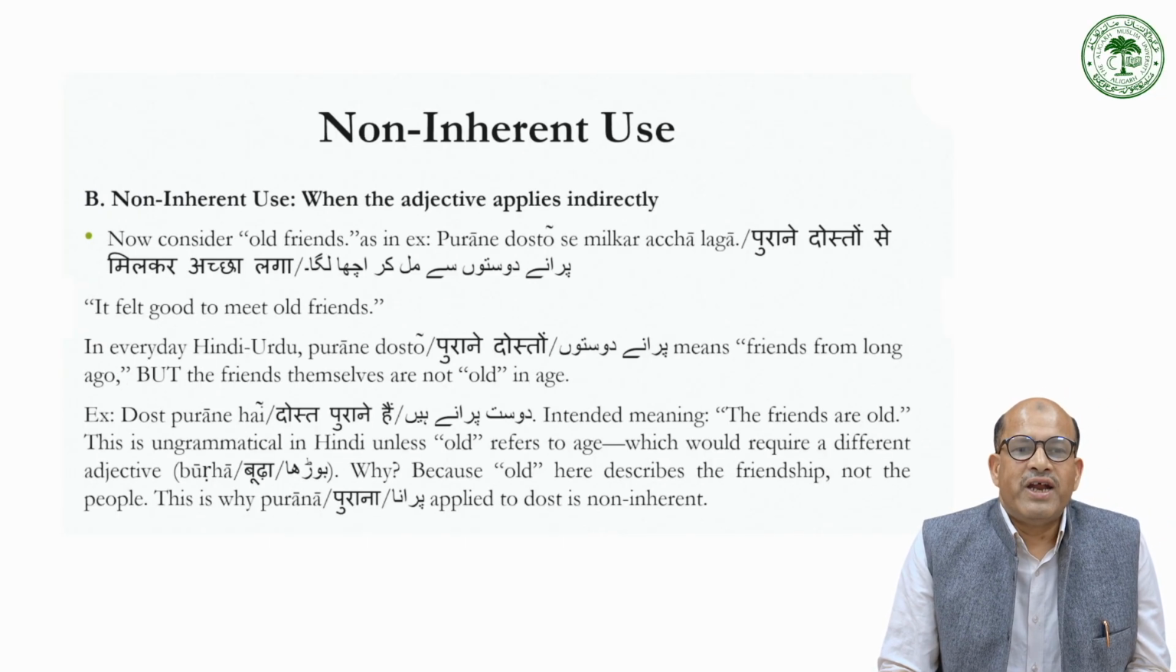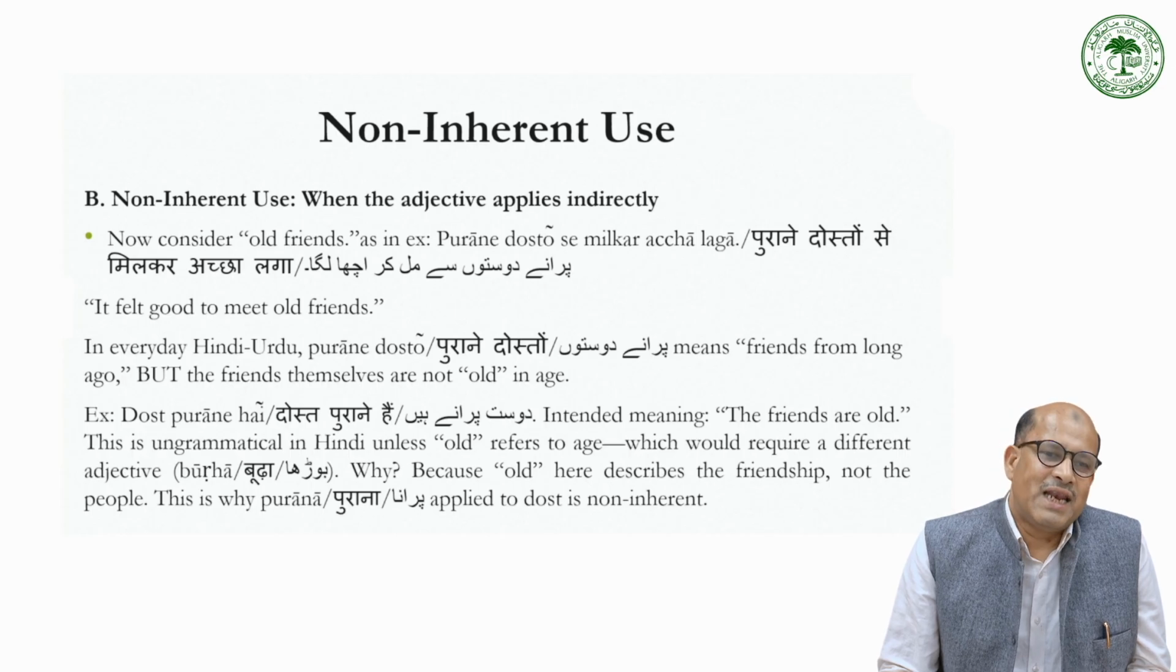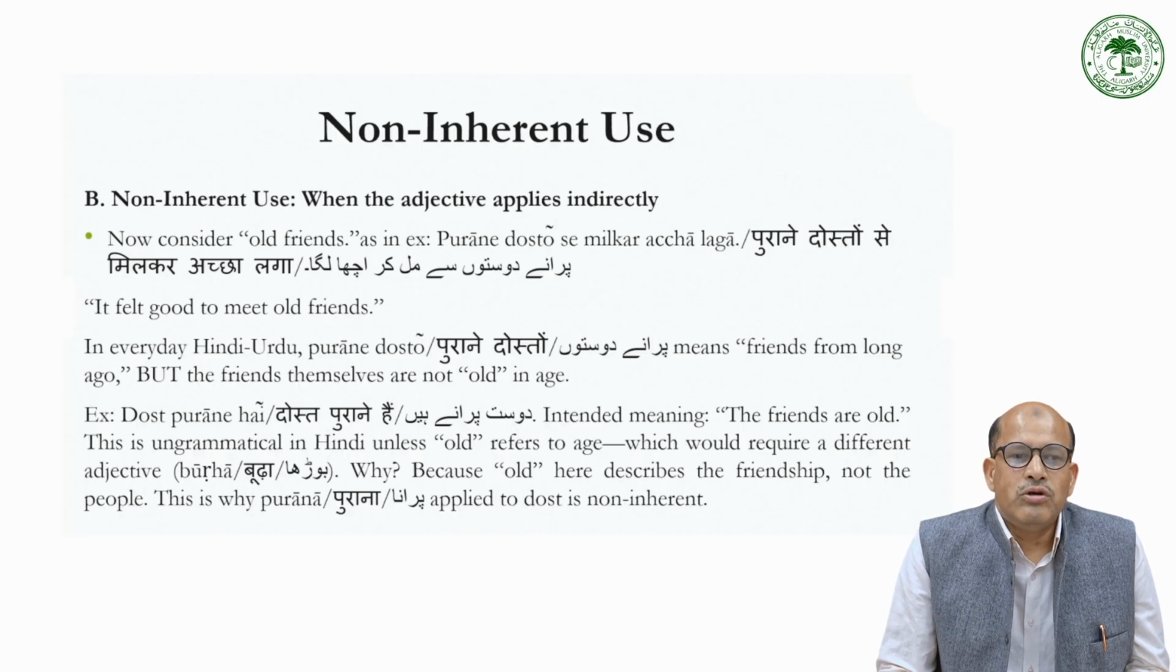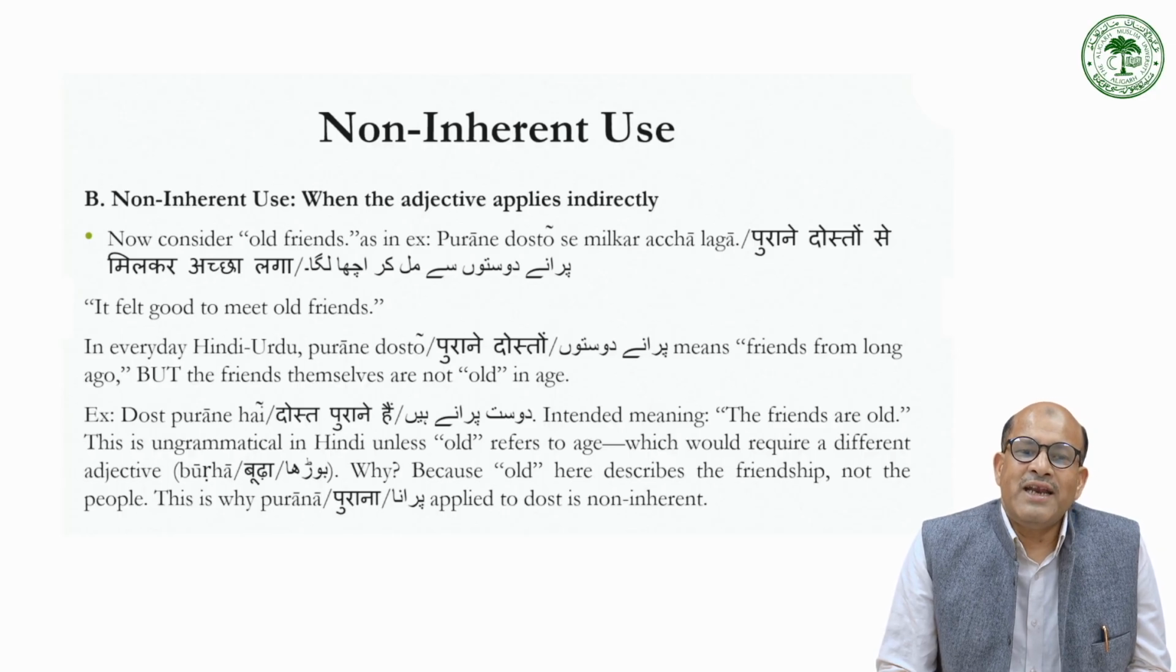Now consider old friends here. पुराने दोस्तों से मिलकर अच्छा लगा. It felt good to meet old friends. In everyday Hindi Urdu, पुराने दोस्तों means friends from long ago. दोस्त पुराने हैं. Intended meaning here, the friends are old. This is ungrammatical in Hindi Urdu unless old refers to age, which would require a different adjective, बूढ़ा. Why? Because old here describes the friendship, not the people. This is why purana applied to those is non-inherent.